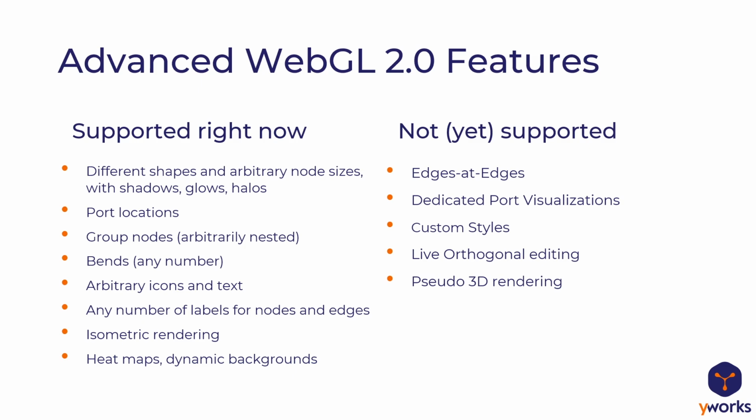So you can't just yet use edges at edges or have dedicated port visualizations. Implementing custom styles apart from providing your own icons and labels isn't possible. But you can do advanced things like have arbitrary group node nesting, and you can have bends and port locations and get really technical drawings. You can have any number of text labels associated with nodes and edges. And you can use the isometric rendering if you want to, and add those heat maps and the dynamic backgrounds that you know from our examples.